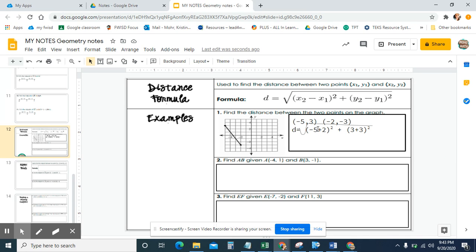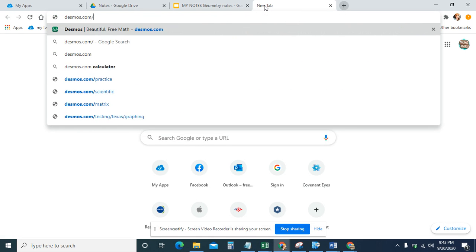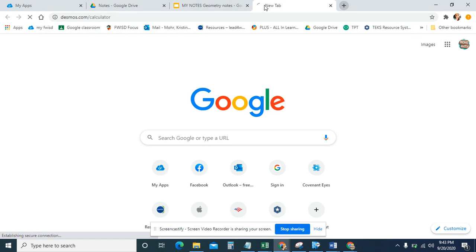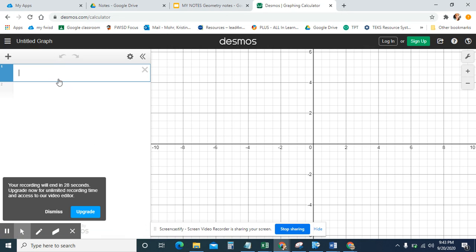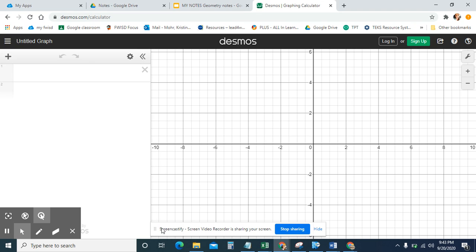So then all you do is go to your Desmos calculator and put this in. So I will do desmos.com/calculator.